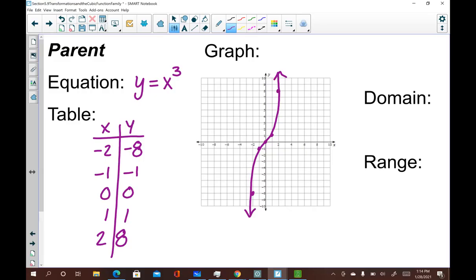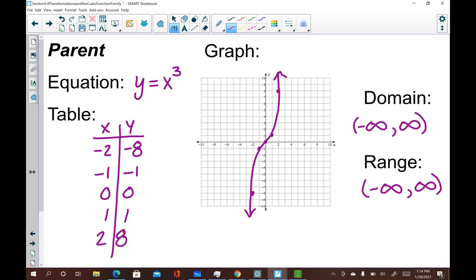The domain and range, this is a positive odd function. For odd functions, the domain and range are super easy, always negative infinity to positive infinity. So here is our starting information for the cubic family.